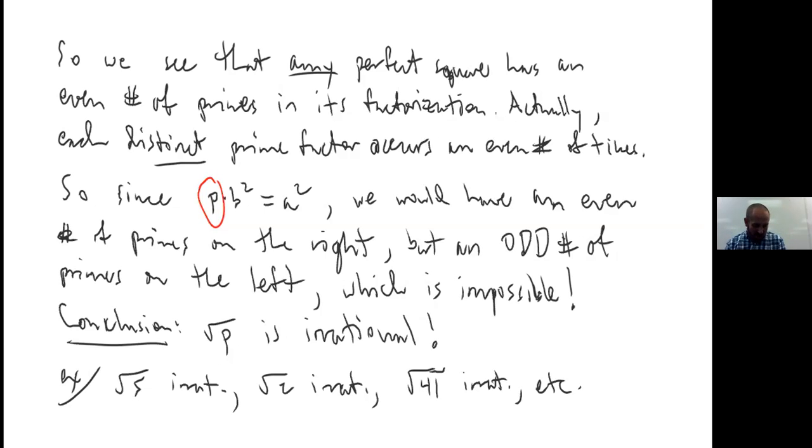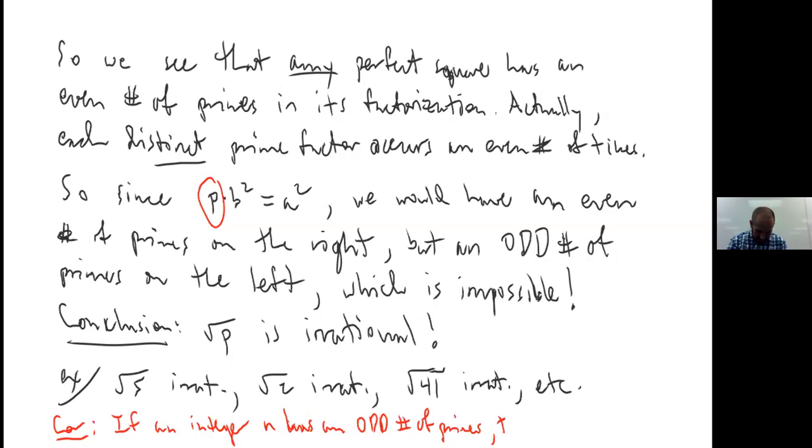So actually, here's a little corollary for us. Corollary: if an integer n has an odd number of primes, then what's the conclusion? Square root of n is what? Is irrational.